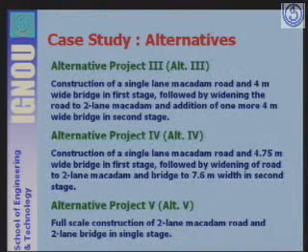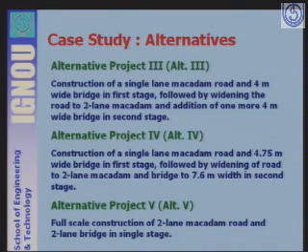Let's see the alternative 3rd, 4th and 5th. Third alternative says that the construction of single lane macadam road and 4-meter wide bridge in first stage, followed by widening the road to 2-lane macadam and addition of 1 more 4-meter wide bridge in second stage.